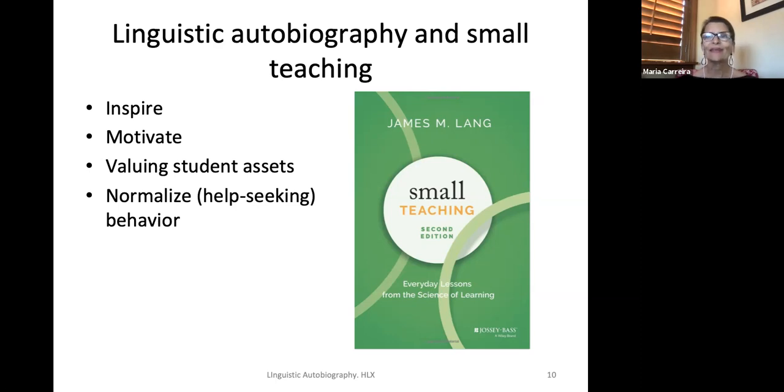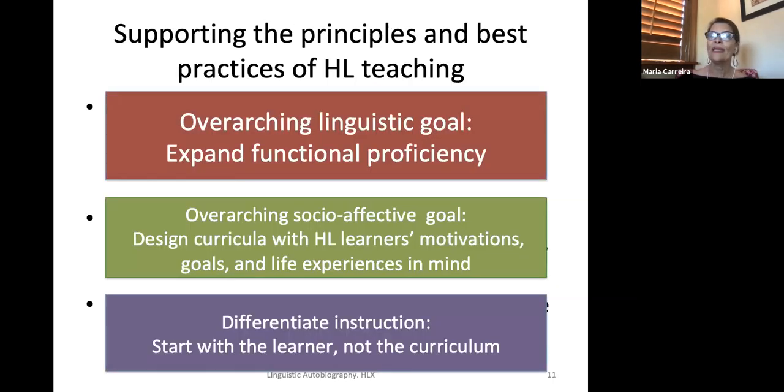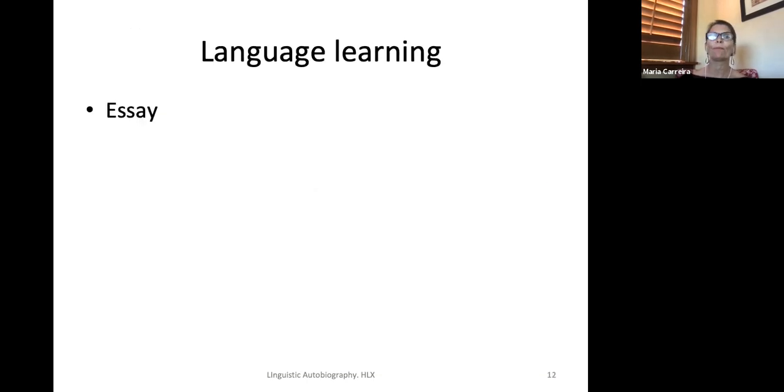I also like it that you can use it to do what Lang calls normalizing help-seeking behavior, which I'm also going to change a little bit and say it's also about normalizing linguistic behavior and attitudes. Let me now turn to language learning in particular.